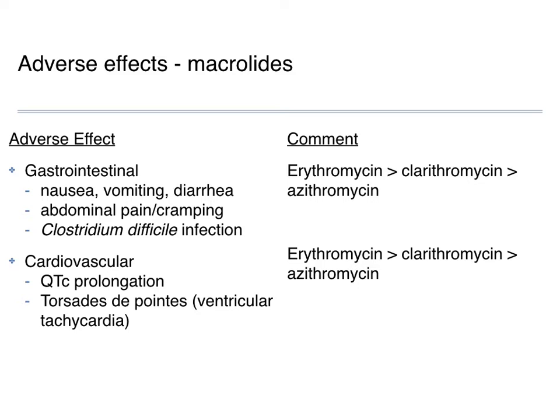And then from a cardiovascular point of view, importantly, these are one of the major classes of drugs that cause QTc prolongation. They inhibit those HERG channels, those human ether-a-go-go channels. The end result of that is that you can have torsades de pointes, which is a fatal, in many cases, ventricular tachyarrhythmia, basically. And so yet another knock against erythromycin. Erythromycin has the worst QTc prolongation, followed by clarithromycin and then azithromycin.